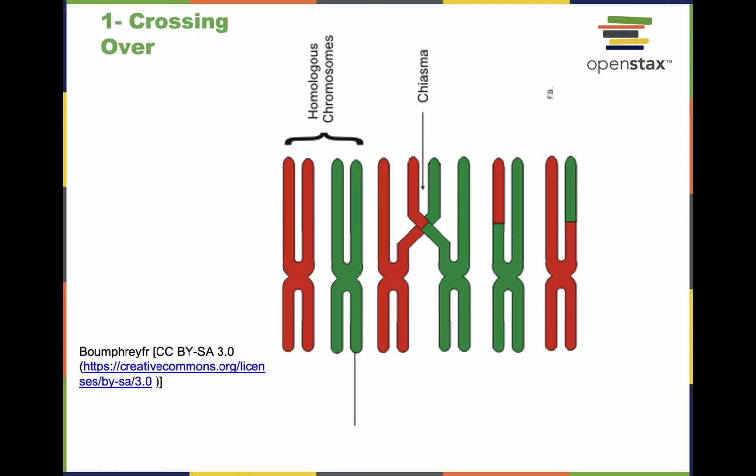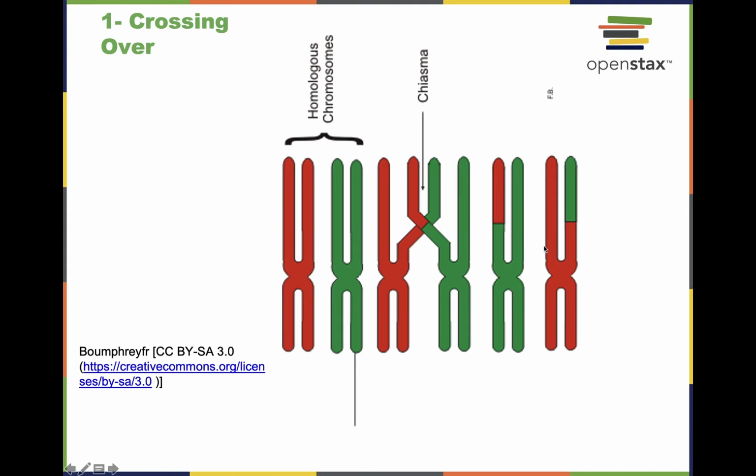One is crossing over. We already talked about crossing over in some way when we talked about meiosis. Crossing over is the event during prophase 1 when homologous chromosomes pair up and exchange genetic material with one another. So here it is, a pair of homologous chromosomes sitting next to one another. During prophase 1 of meiosis, they pair up and exchange genetic material through this structure, which is called chiasmata.